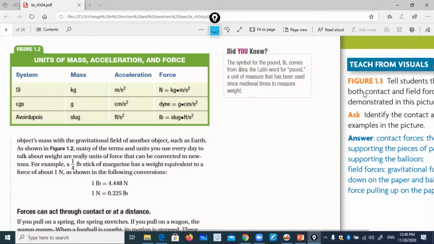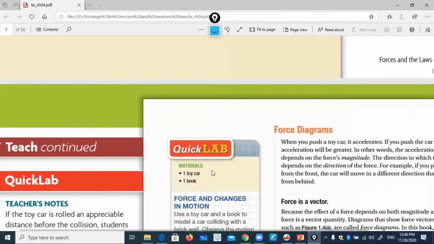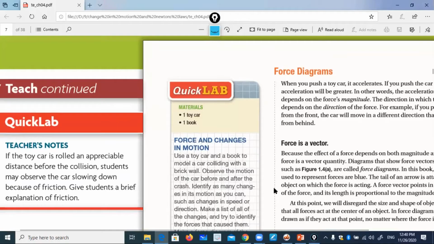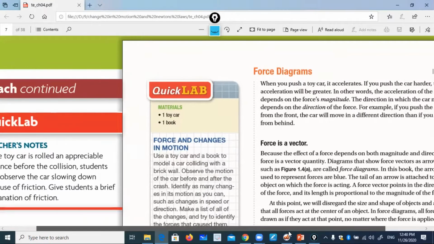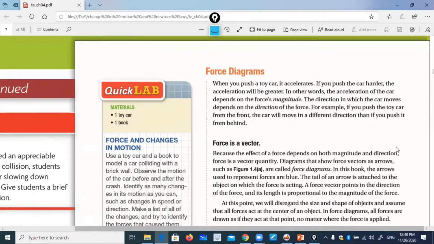Now guys, as I told you at the beginning, this section is very easy, I think. Now let's move to the second lesson for today, the force diagram. To understand more about force, you should draw the problem.